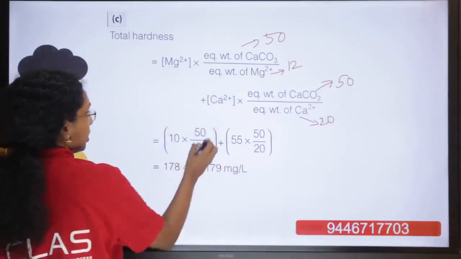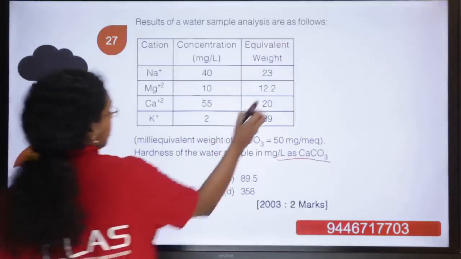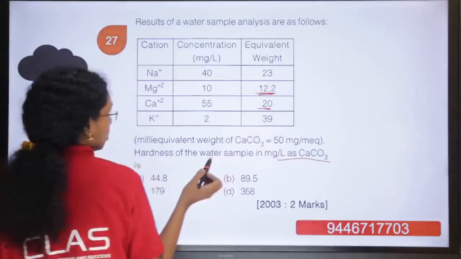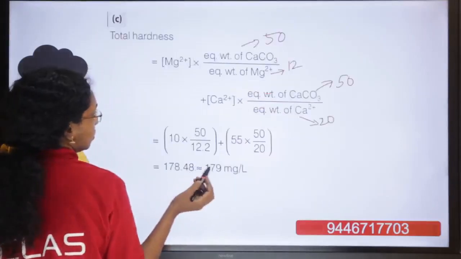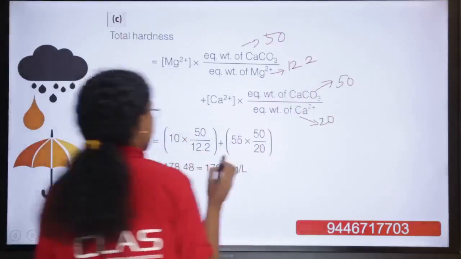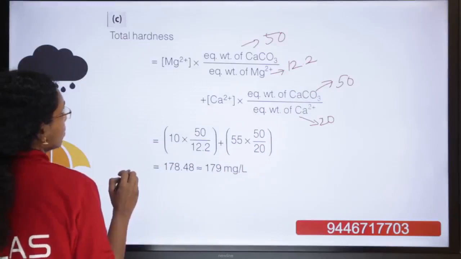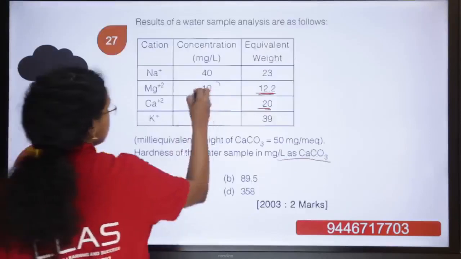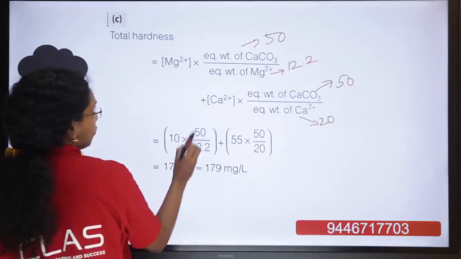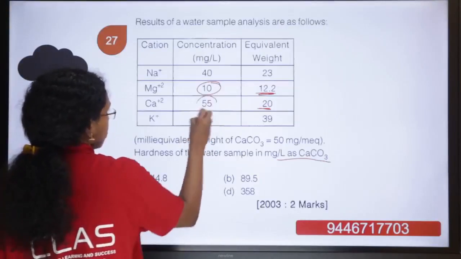Now in the question here, all these values are given. The equivalent weight of magnesium is 12.2 and calcium is given as 20. So we need to substitute that, which is why it's 12.2 here. It's directly given. Otherwise, if it's not given, we assume it is 12. Here it's directly given. Now the concentration of magnesium that is present is 10. That is what we write: 10 into 50 by 12.2, plus the concentration of calcium.